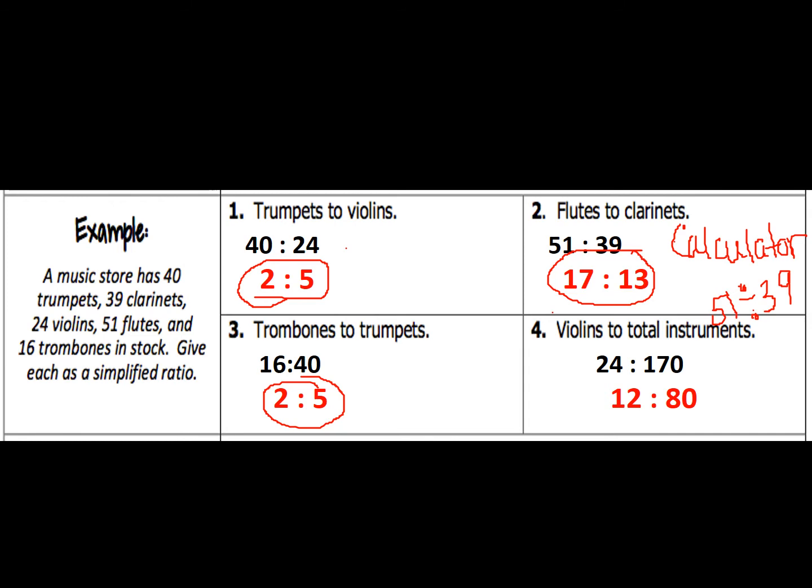Let's take a look at violins to the total instruments. This means we had to add them all up. We get 12 to 80. Unfortunately, this is not totally simplified. So if we totally simplify this and we divide each one by 2, we'll get 6 to 40. Do you think that's simplified? Absolutely not. So 6 to 40 is going to be 3 to 20. And that is our final simplified answer.